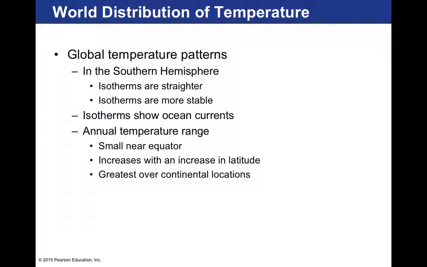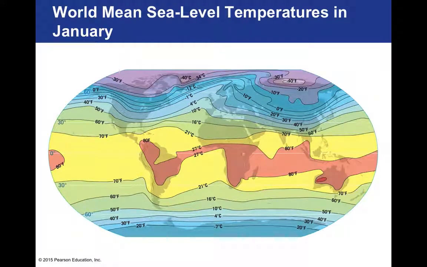So annual temperature ranges are smallest near the equator. They increase with an increase in altitude, so the farther away you get from the equator, the bigger the temperature range. And they're greatest over continental locations. So this is the world mean sea level temperature in January. You're going to see down in the southern hemisphere, the isotherms are more straight. And they get kind of funkier as you go in the northern hemisphere. That's because most of the land masses are in the northern hemisphere of the Earth.